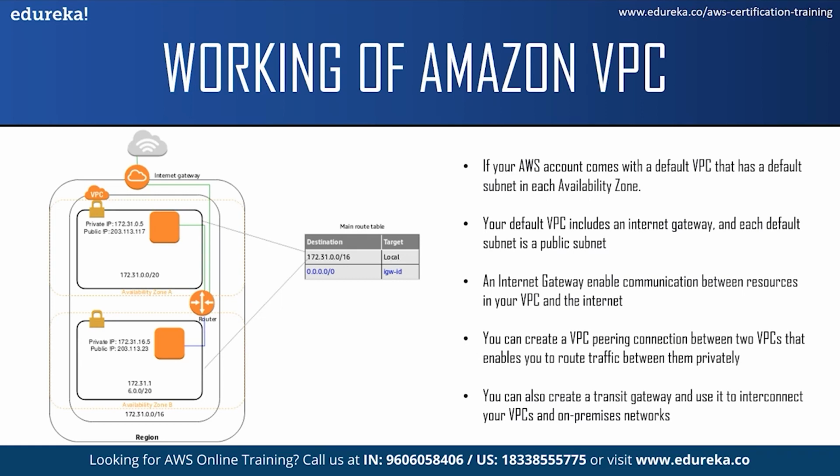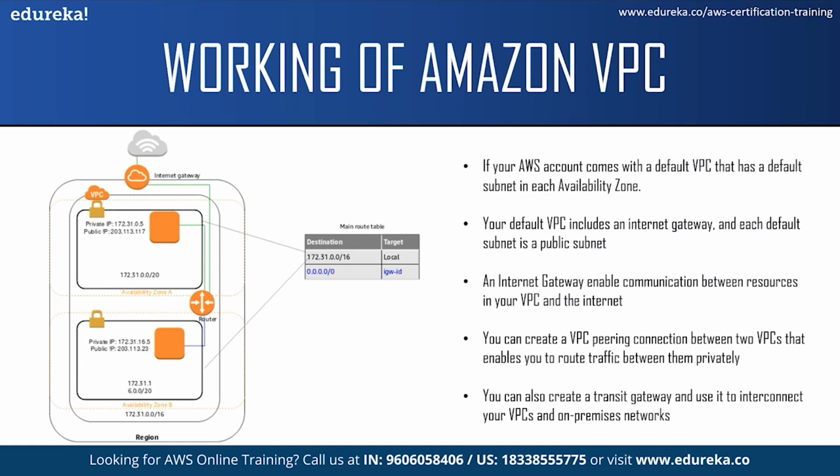Now, how can you connect your VPC to another VPC or to your on-premises network? For this, you can create a VPC peering connection between the two VPCs that enables you to route traffic between them privately. Instances in either VPC can communicate with each other as if they were in the same network.